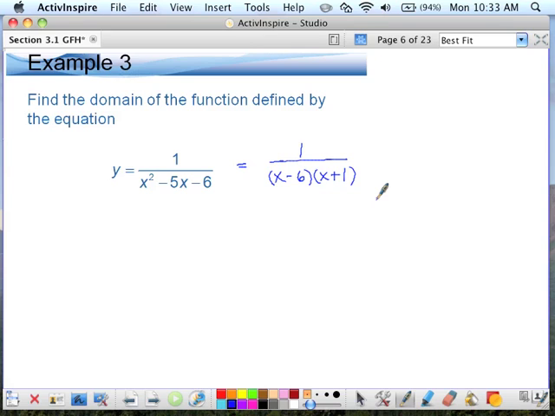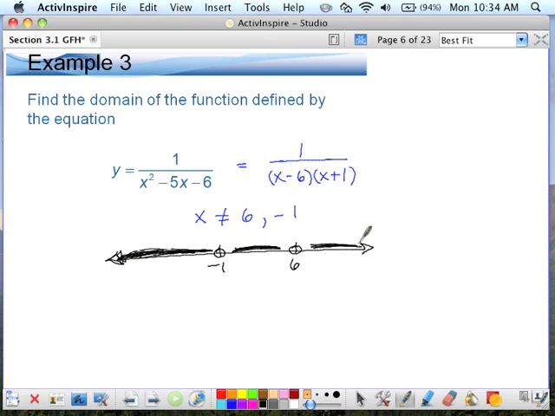And that gives us the two restrictions. X cannot be +6 or -1, but it can be anything else. So you can imagine it with open circles or you can imagine it with parentheses there. It really doesn't matter. But everything else is okay. So here to here, here to here, and here to here is okay for your domain.